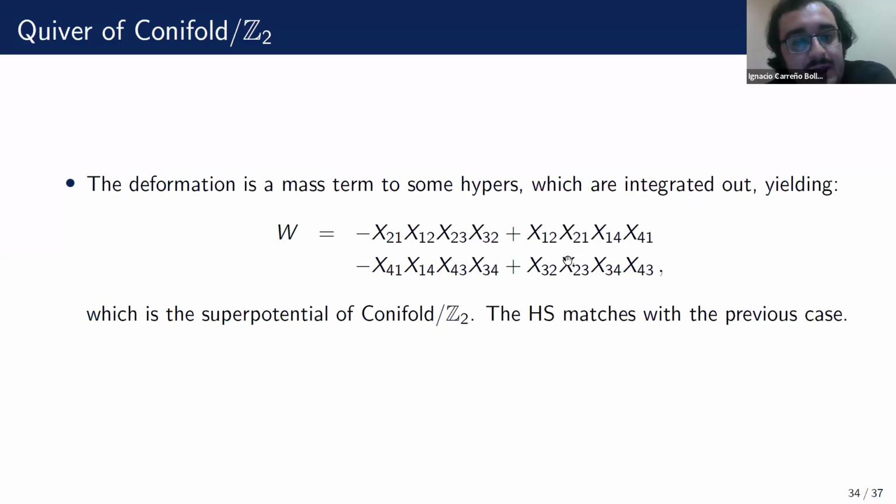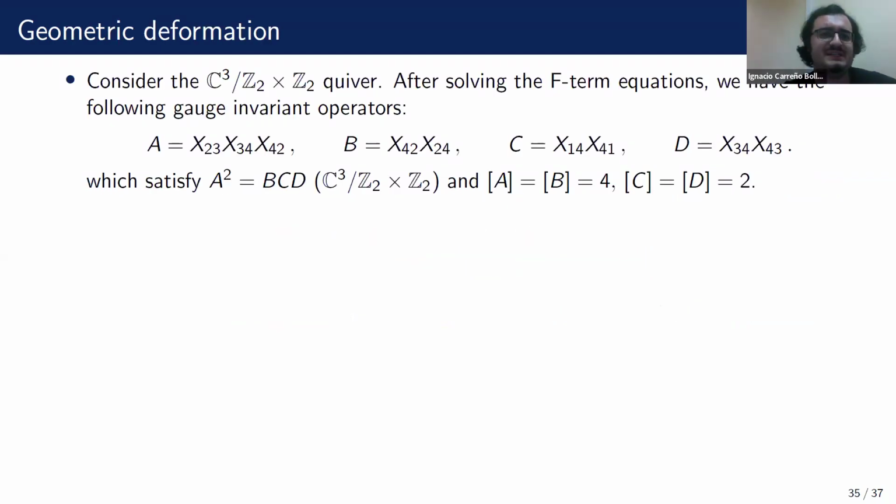After doing this whole thing, we end up with this new superpotential, which we can check matches the superpotential of conifold mod Z2 obtained from brane tiling techniques. And we can then again build the Hilbert series from the F terms and check that it matches the previous case. Now, how do we see this geometric deformation straight from the geometry?